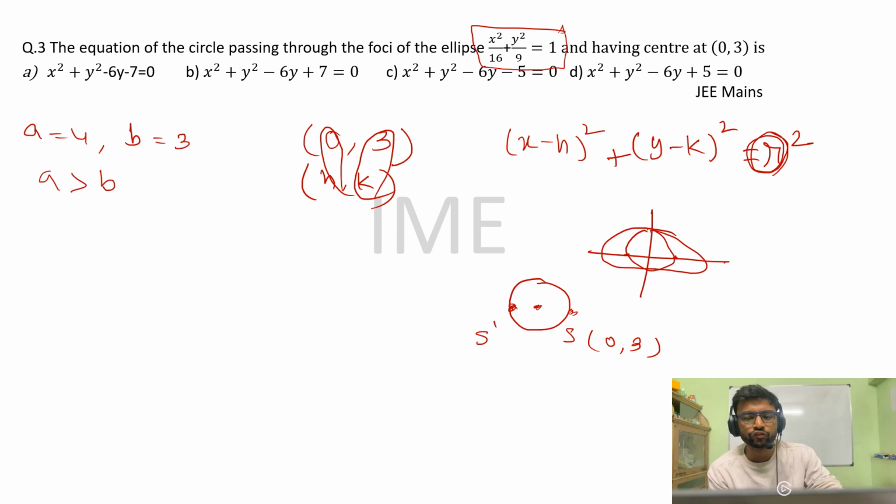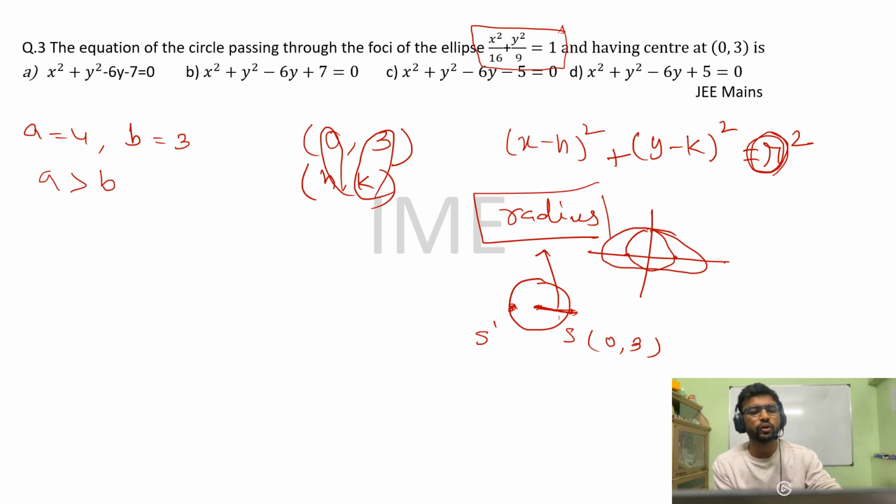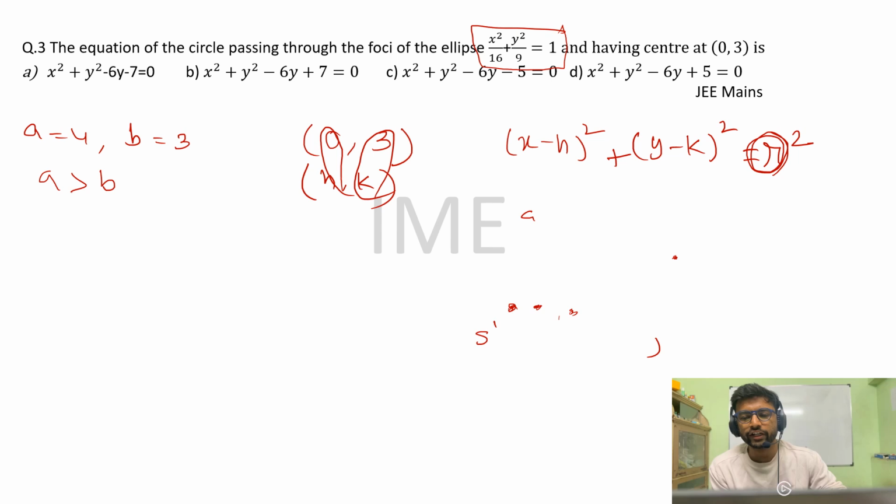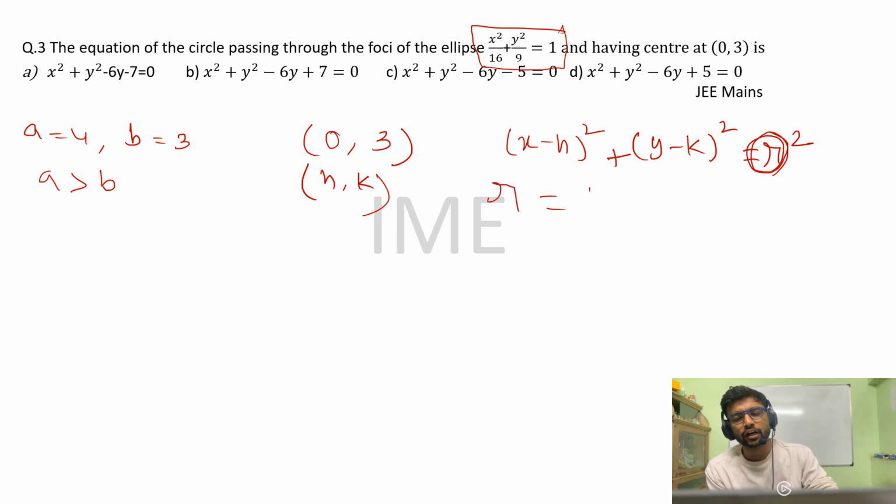If we find the coordinates of the foci S and S dash, then we can find the distance from the center to any point on the circle, and this distance is called the radius. Once again, what we have to find is the equation of the circle. That circle has its center at 0 comma 3, so we are given h comma k. What we have to find is the radius. R is equal to how much, and how will we find it?